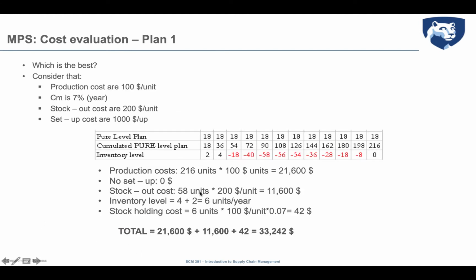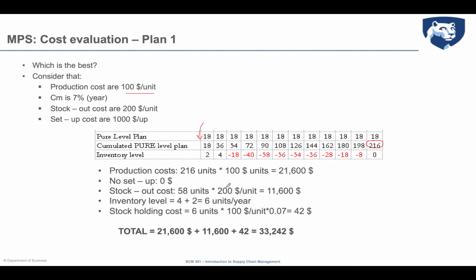Plan 1. How many units do I have to produce? 260. How much are the production costs? 260 multiplied by $100 per unit, 21,600. How many setups do we have to do? 0, because the production rate is equal to demand in the time horizon. Of course, the hypothesis here is that I don't have to do a setup at the beginning of the period, but this will be a hypothesis carried on for all the plans, so this cost will be indifferent.